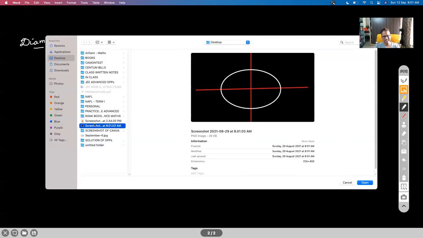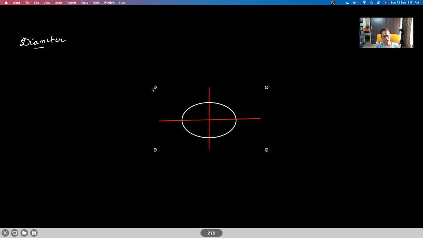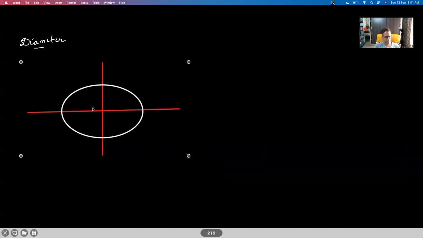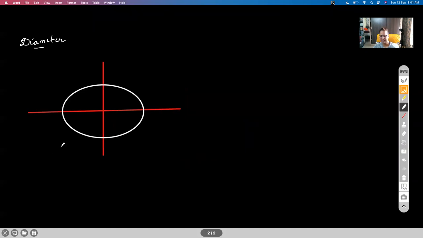So I'm now going to start with the diameter of an ellipse. First of all, how do you define a diameter? So diameter is nothing but a line which bisects a system of parallel chords.